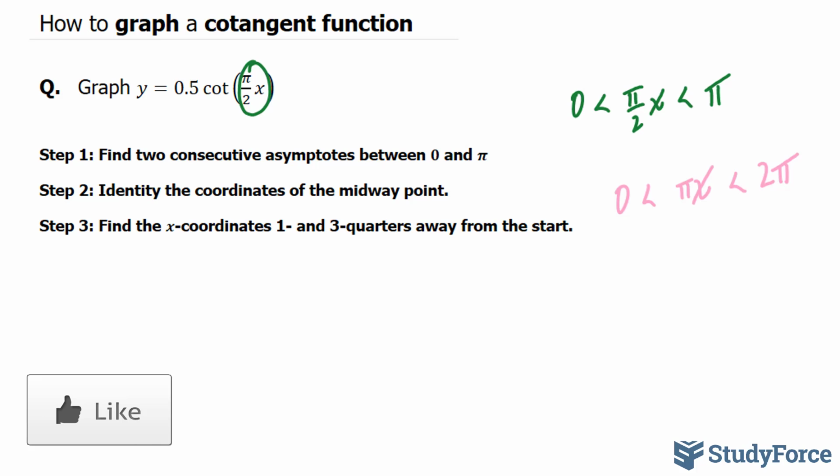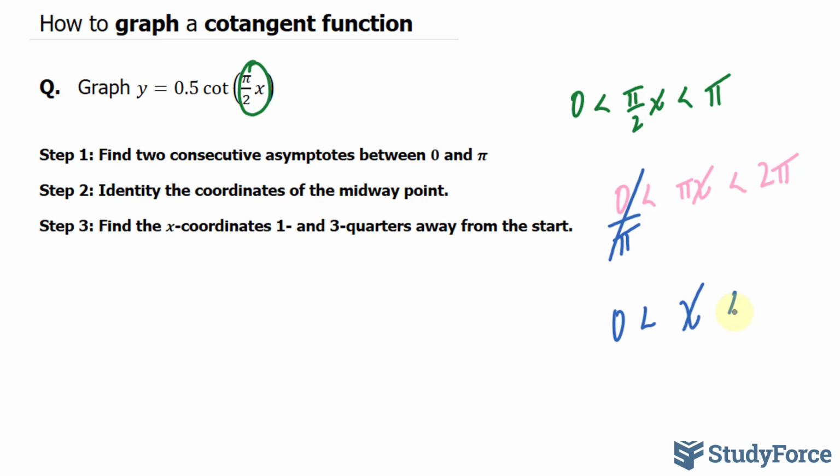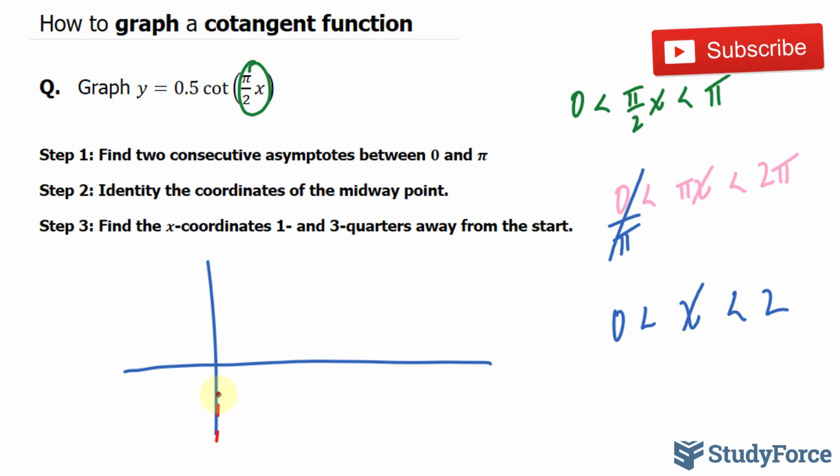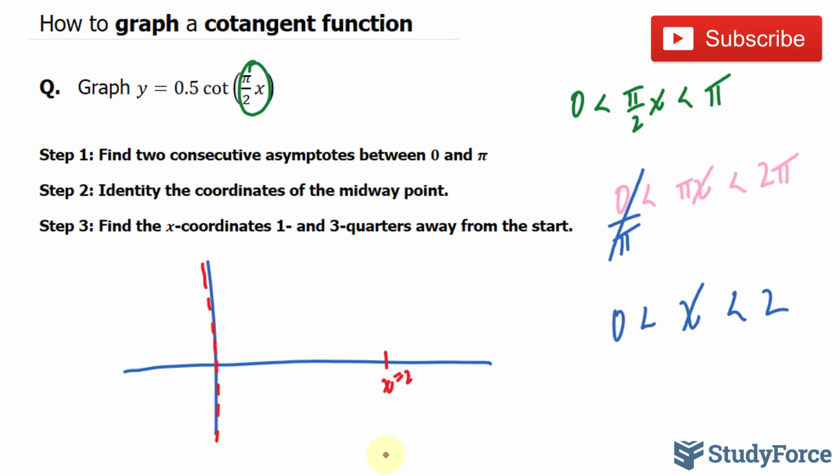And then I'll divide everything by pi. Dividing this by pi makes that 0. Dividing this by pi makes it x, and dividing this by pi makes it 2. So our consecutive asymptotes will be between 0 and 2. Take a look. This is our xy plane. We have an asymptote at x is equal to 0 and another when x is equal to 2.